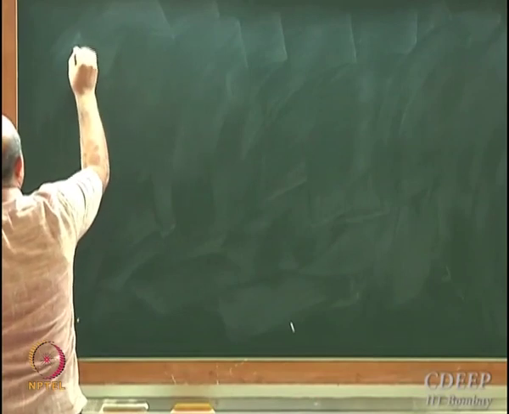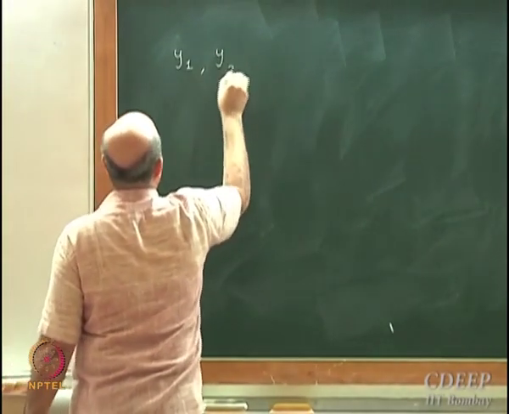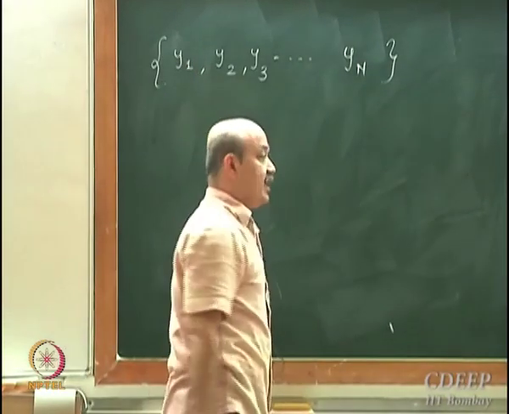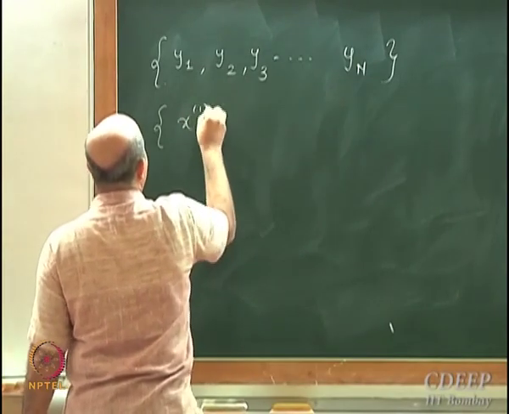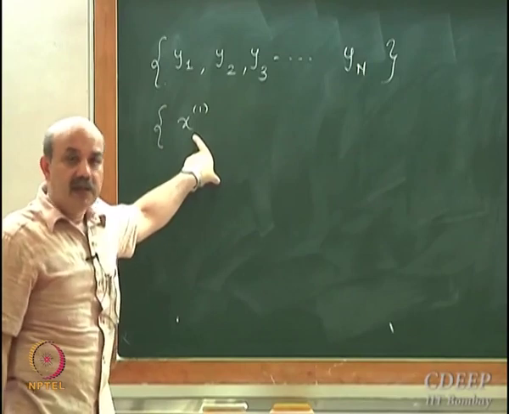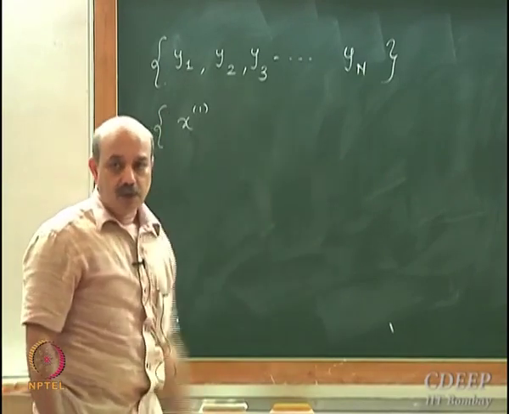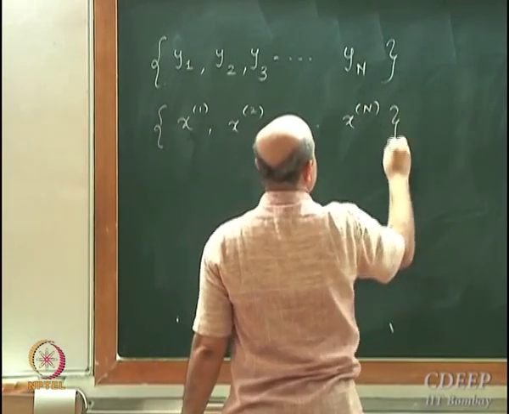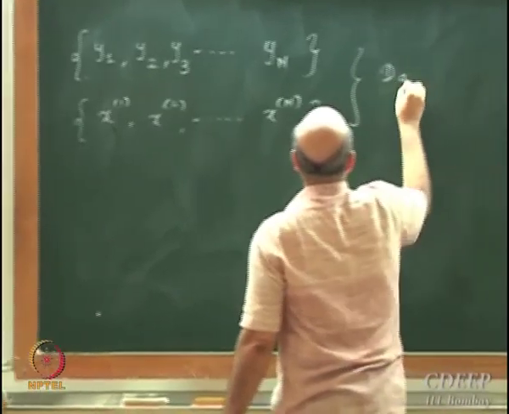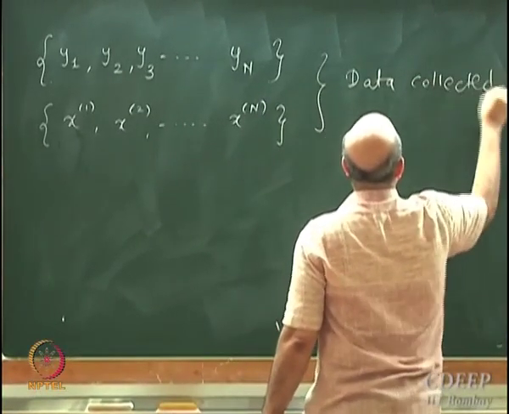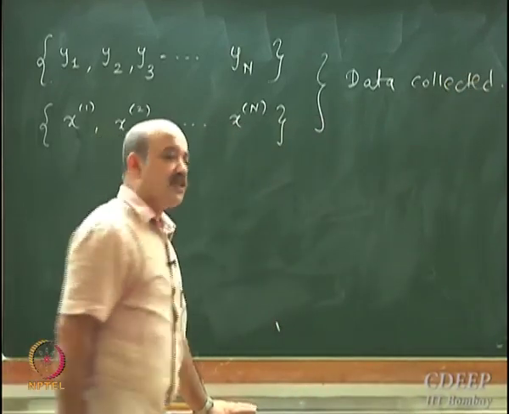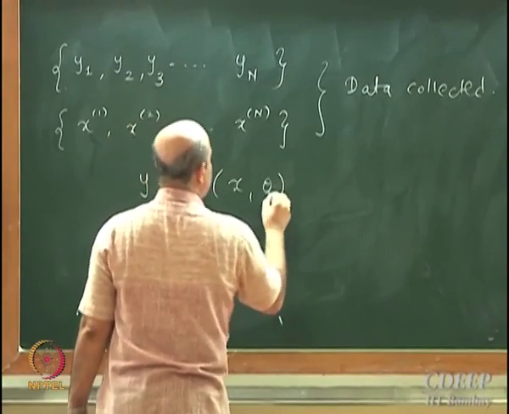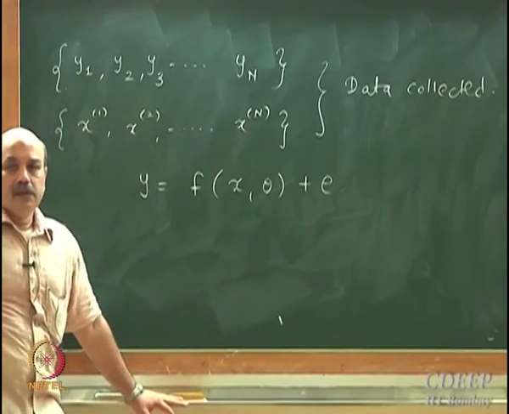I have collected data. First of all, I have collected data y1, y2, y3 up to y capital N. This is the dependent variable data which is collected. And well, x could be a vector. In general, x could be a vector. That's why I am giving this superscript. This is the notation which we have been using throughout the course. x1, x2, correspondingly xn. This is the data collected. And I want to fit a function form which is y is equal to f of x theta plus error. I want to fit a function form.